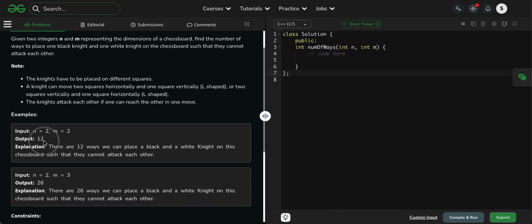Now I will explain the problem, then you will definitely understand what it says. We have a chessboard of size n into m, and we place one black knight and one white knight here. They must be on different cells. Now we count the arrangements where they cannot attack each other. Since the knights have different colors, swapping positions is different.